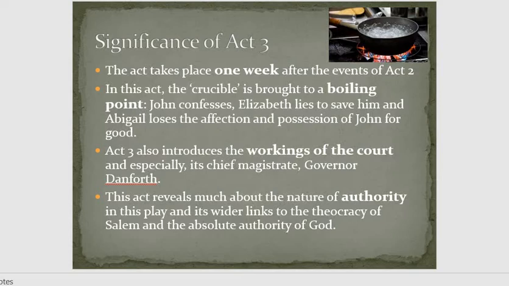And this act reveals much about the nature of authority in the play and the wider links that it has to the theocracy of Salem and the absolute authority of God at the time. So it's really quite revealing about the context of this play and the period of time, the historical context that it has.